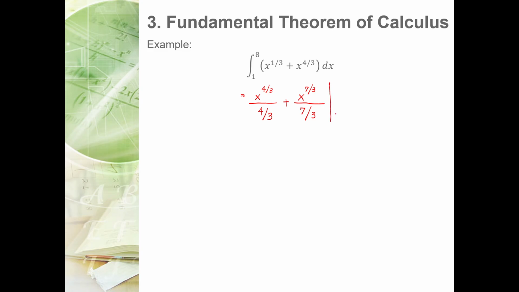Okay, so next we write the limits of integration in the final answer. So that will be from 1 to 8. Simplifying first before applying the limits of integration, this becomes 3 times x to the power of 4/3 all over 4, then plus 3x to the power of 7/3 all over 7. So that will be from 1 to 8.